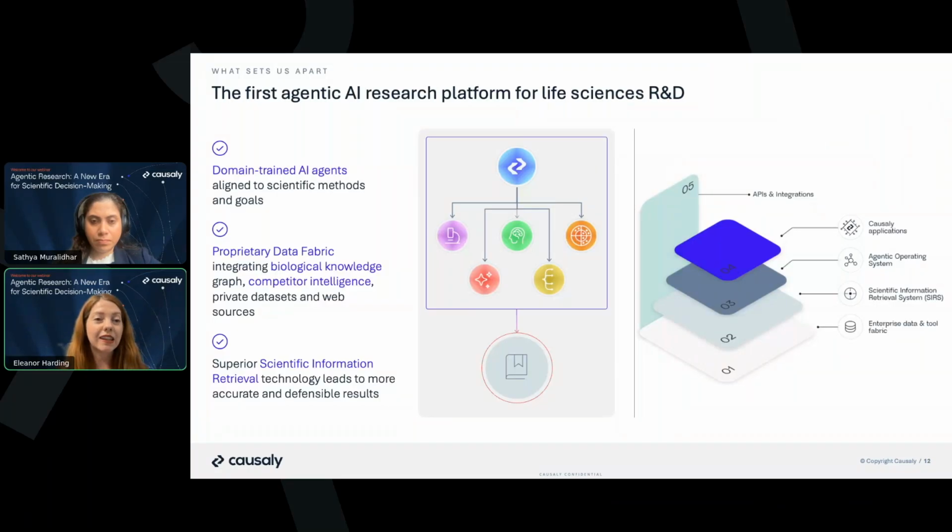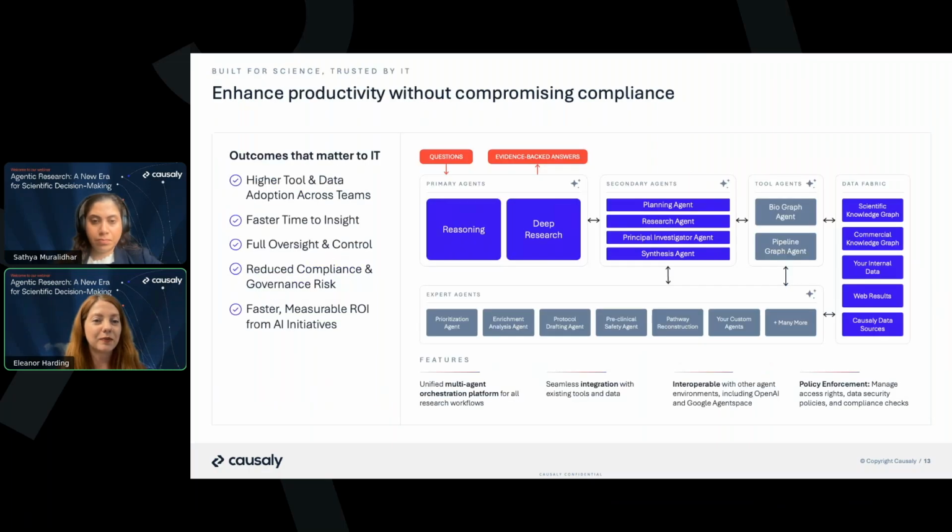So all of this comes together into our first agentic AI research platform for life sciences R&D. You can see in our stack that we have quite a modular approach, which means we have flexibility to integrate with different agents and evolve it as we go. And we bring this together with our domain-trained AI agents that are aligned to scientific methods and goals, along with our proprietary data fabric that integrates the biomedical knowledge graph, as well as competitive intelligence, the private data sets, and web sources to create this very rich data fabric, and combining that with our scientific information retrieval system. All of this means that you can enhance your productivity without compromising compliance.